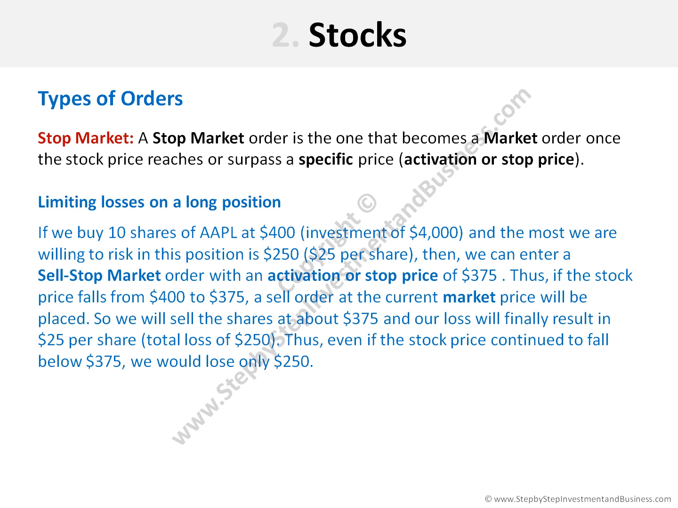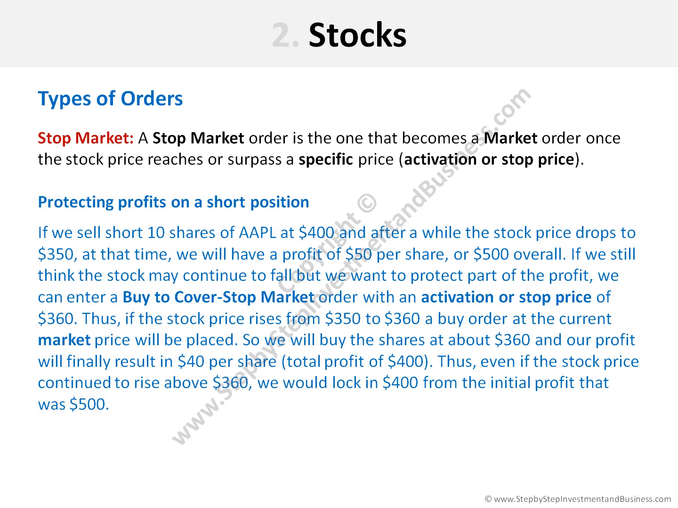Thus, if the stock price falls from $400 to $375, a sell order at the current market price will be placed. So we will sell the shares at about $375, and our loss will finally result in $25 per share. That is, a total loss of $250. Thus, even if the stock price continued to fall below $375, we would lose only $250.